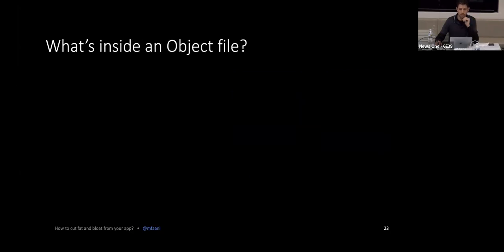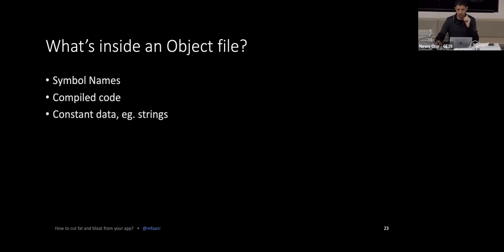So what's inside an object file? Symbol names, compiled code, constant data, imports. Like in the previous example, address was an import for the person object file. Exports: if you have something that you want others to use, and you set the correct access modifier, then other files can use that. If you don't set the correct access modifier, then it's not going to be exposed. Other object files that depend on it can't use it. You're going to have a compiler or linker error. And they also contain some DWARF information.